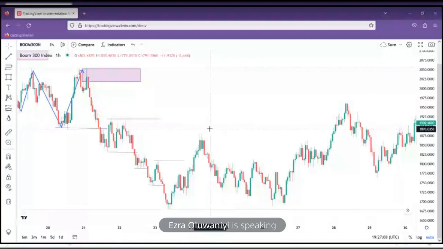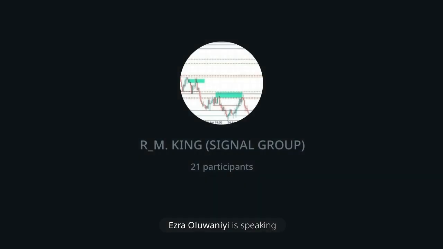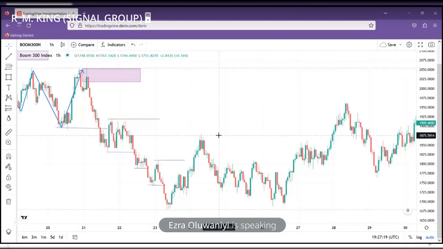Okay, reversal. There are a lot of names you can give to this. Thanks to those that are active on the call. So this had quickly changed our bias. As soon as this happened, my bias had already changed.